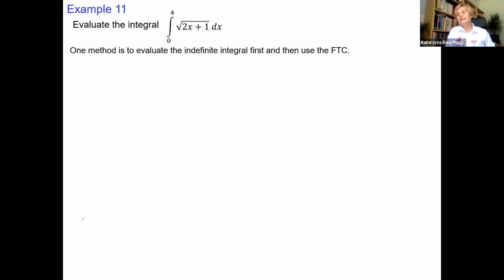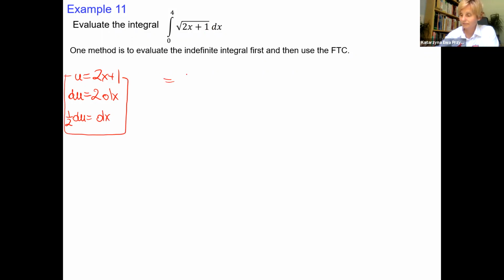Let's evaluate the integral from 0 to 4 of the square root of 2x plus 1. We see just one function, but definitely 2x plus 1 is the inner function. Let me put u equals 2x plus 1. The derivative of u is du. The derivative of 2x plus 1 is 2 dx. We don't see the 2, so we will have 1 half du is dx.